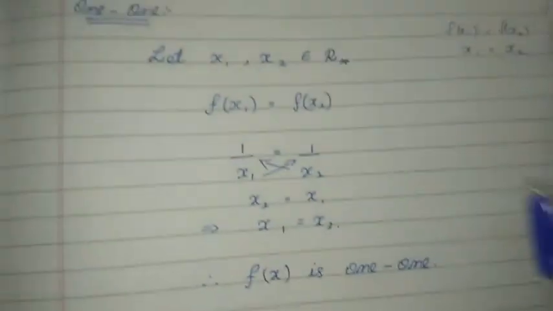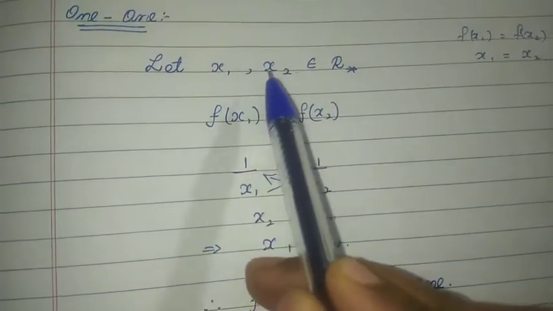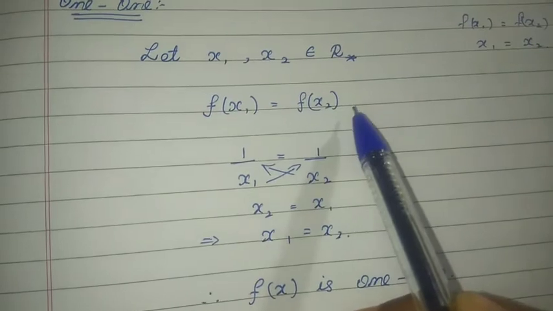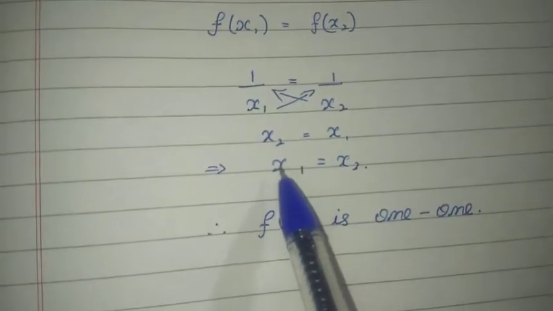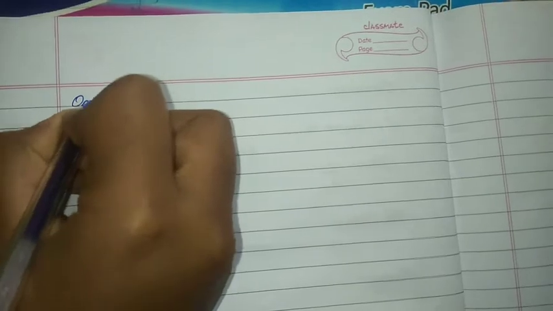That's it. It's very easy. 1 to 1, only so much. Let x1, x2 belong to R. f of x1 is equal to f of x2. Then substitute f of x, and at last we will receive x1 is equal to x2. Okay. So now we'll see for onto.